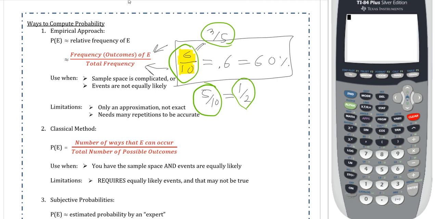Now, for the empirical approach, again, note that because this is based on observations and on experiments that you're doing, it's not necessarily going to be exact. And you should need to do a lot of repetitions in order to be more and more accurate via the law of large numbers.